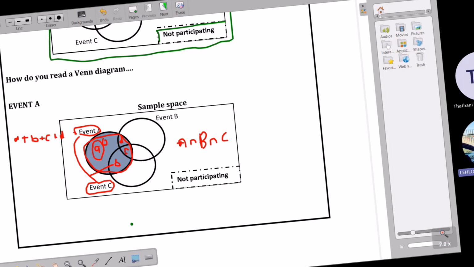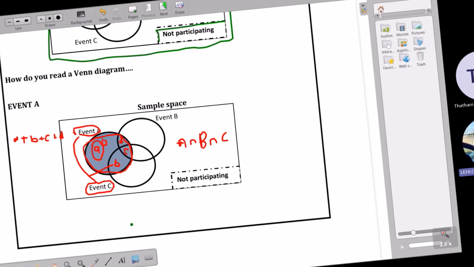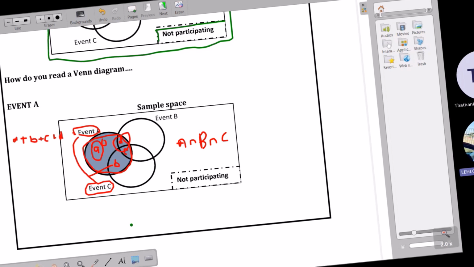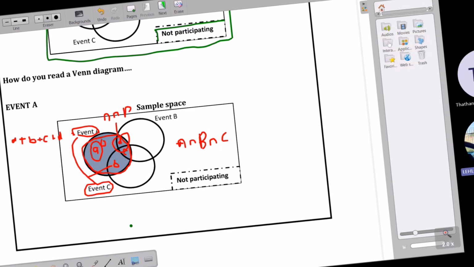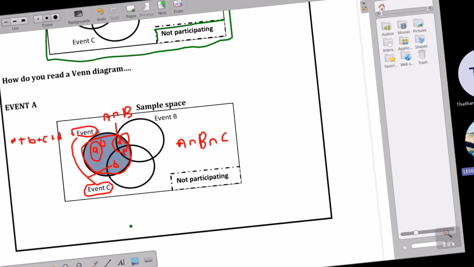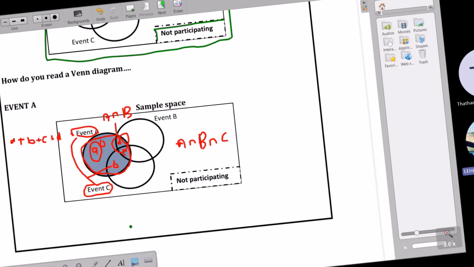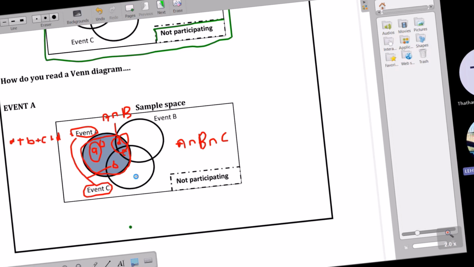Then the number participating in event A and event B is represented by letter d. So this one represents event A and event B. These are the people participating in event A and B. So we are focusing only on A at this moment. The other unshaded parts, we'll talk about them in a separate space.